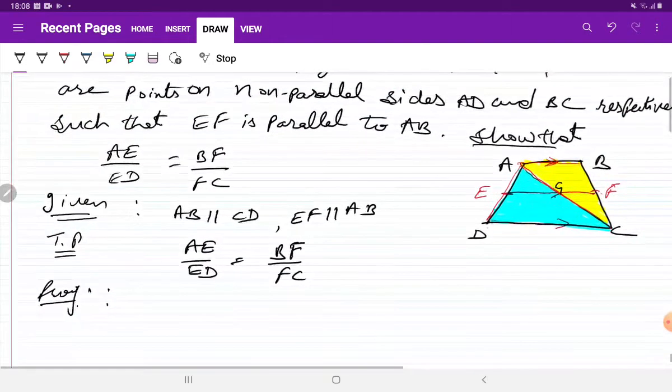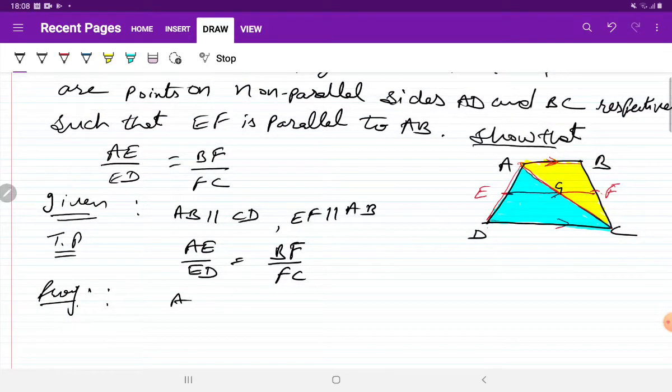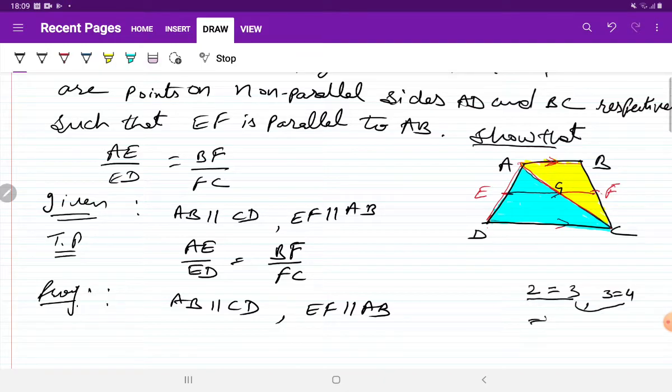Okay. Now given is AB is parallel to CD. And EF is parallel to AB. See, I am giving you one example. 2 is equals to 3 and I am telling 3 is equals to 4. Then what will we get? 2 is equals to 3 and 3 is equals to 4. This implies 2 will be equal to 4 also. The same thing we are using here.